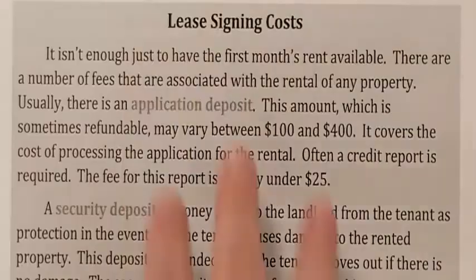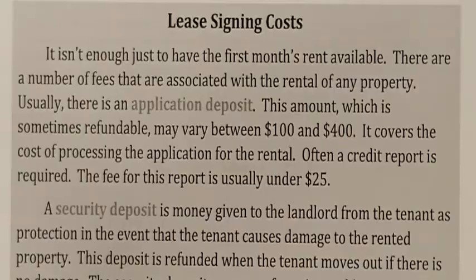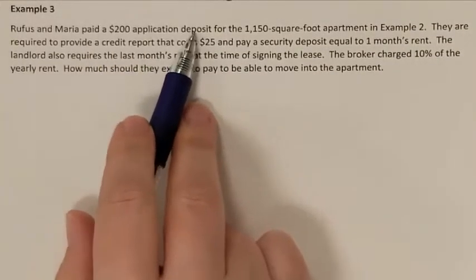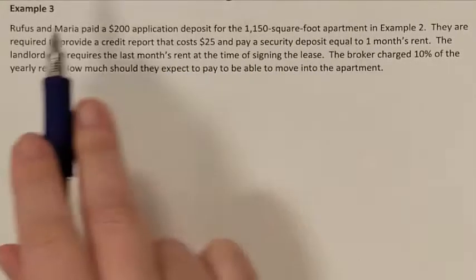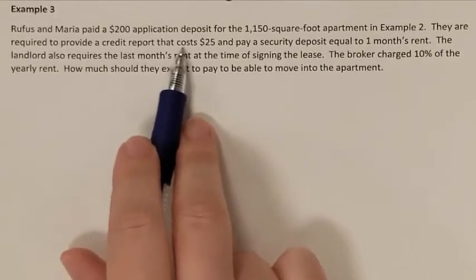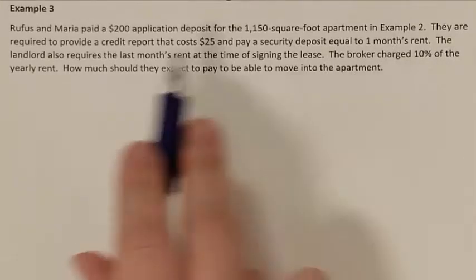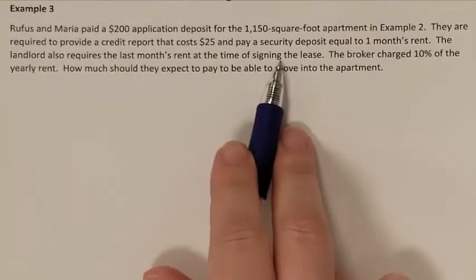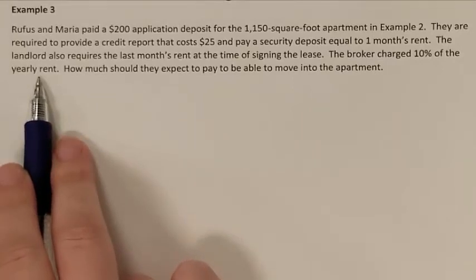You have another introduction article, Lease Signing Costs. Please read this so you're familiar with our terminology. Example number 3. Rufus and Maria paid $200 for an application deposit for a 1,150 square foot apartment in example 2. They're required to provide a credit report that costs $25 and a security deposit equal to 1 month's rent. The landlord is also requiring last month's rent at the time of signing the lease. The broker is charging 10% of the yearly rent. That's his dues, that's his fee, his fine for finding you an apartment.